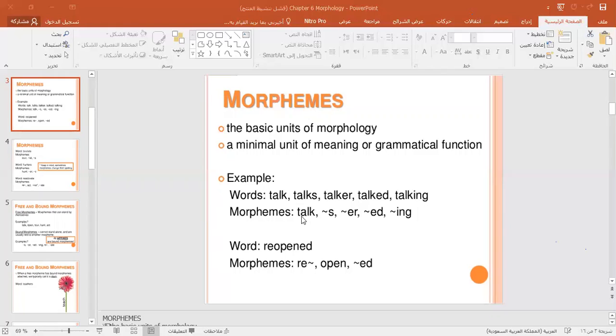Why do we call it a free morpheme? Because it can stand by itself as a word, as an independent word. But bound morphemes are not words. They cannot stand on their own. They need the support of other morphemes, so they are attached to other morphemes either as suffixes or prefixes in English. Is the difference between the two types of morphemes clear? Yes, clear.